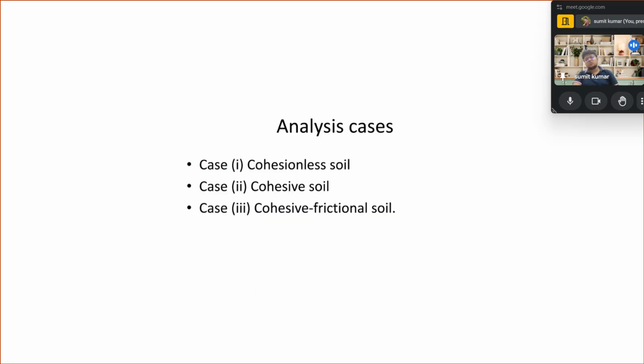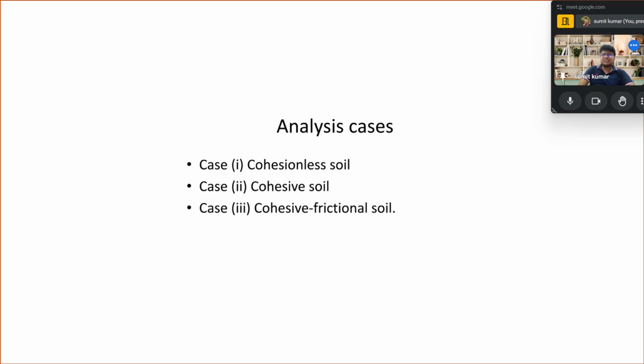So when we talk about the analysis, three cases may arise. First is the cohesionless case, that is the soil is sandy soil. Second is the cohesive case, and third is the c-phi case in which the cohesion as well as the angle of internal friction are there.